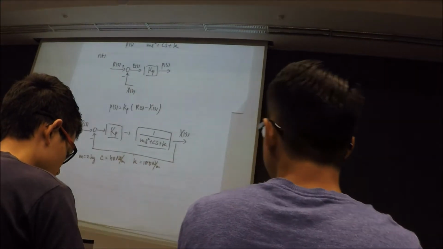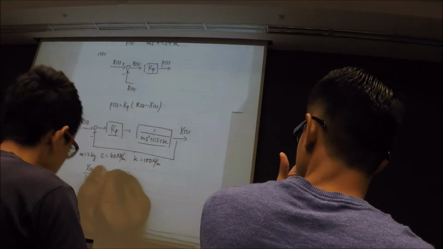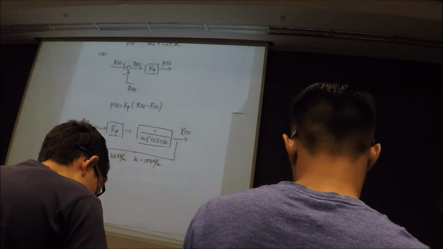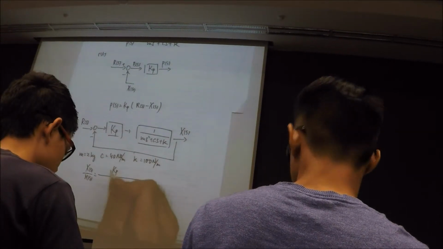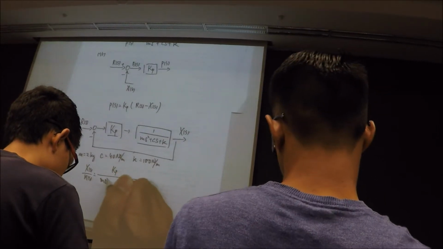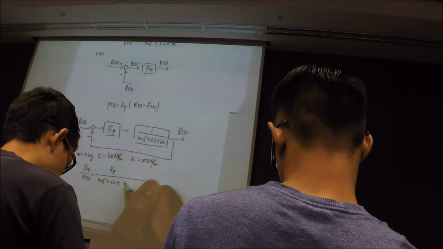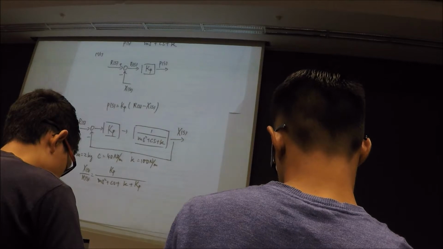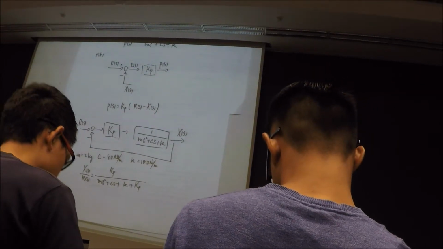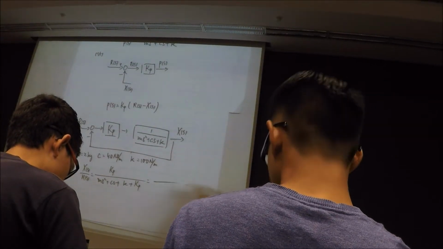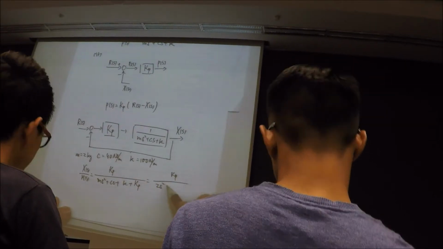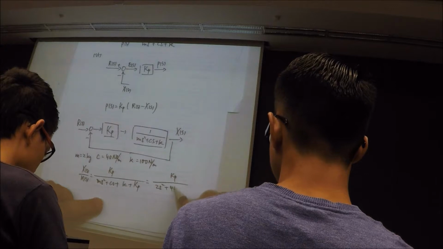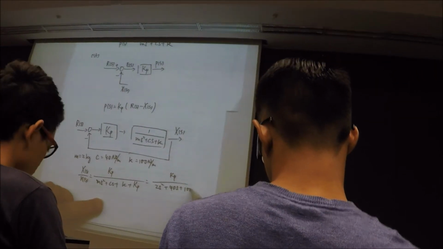Okay, so what happened here is, of course, you need to work out your closed loop transfer function. Your closed loop transfer function is going to be Kp divided by ms squared plus cs plus k plus Kp. So this is going to be equal to Kp divided by 2s squared plus 40s plus 100 plus Kp.